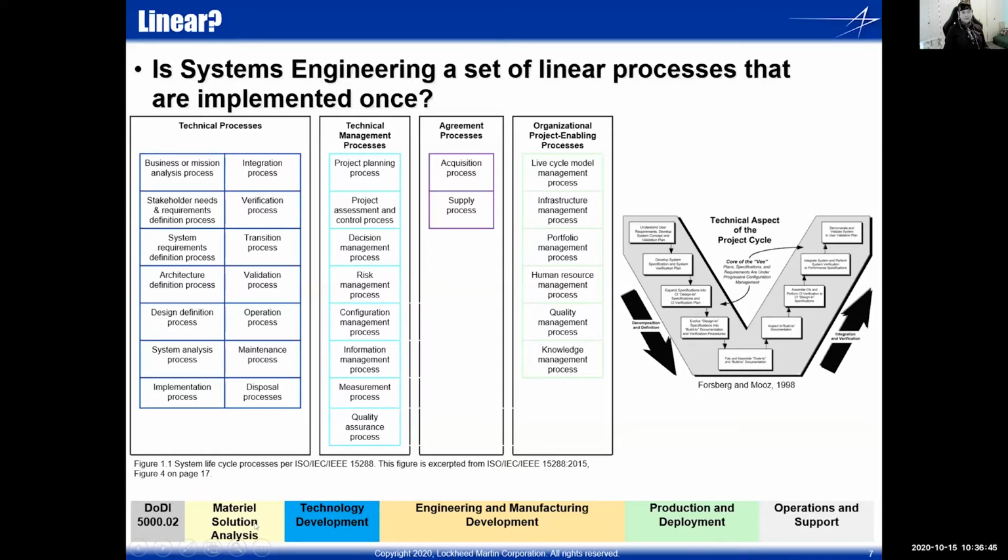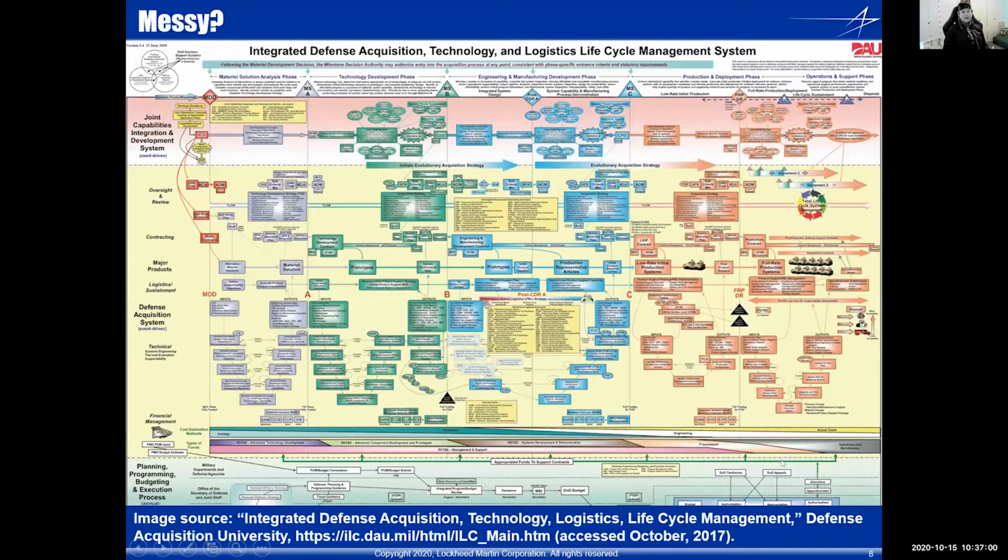And it has material solutions, technology development. You go and build out your design. You start building something like a ship or a fighter jet, and then you operate it and maintain it over time. Now, all of that looked pretty linear, right? Very simple, step by step. You do this, you do this, you do this. In reality, it's not really that simple.